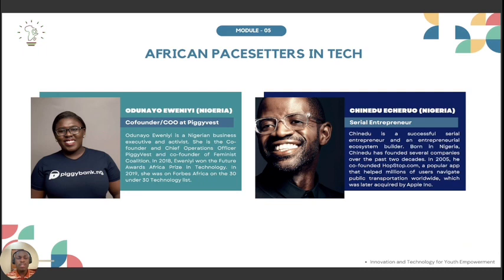All right. So at this point, module 5, I want us to look at some African pace setters in tech. Now, the first person here is Odunayo Eweniyi. She is from Nigeria. She's the co-founder and chief operations officer at Piggy Vest. Odunayo is a Nigerian business executive and activist. She's the co-founder and chief operations officer at Piggy Vest and a co-founder of Feminist Coalition. In 2018, Eweniyi won the Future Awards Africa Prize in Technology. In 2019, she was on the Forbes Africa 30 under 30 technology list.